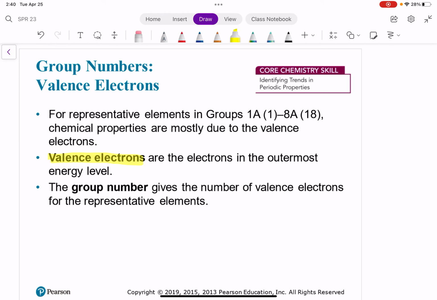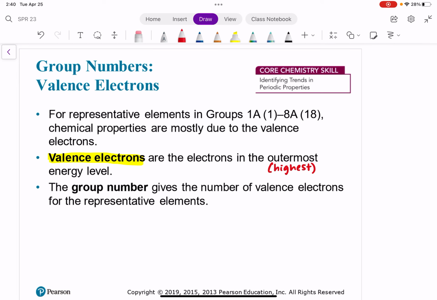So valence electrons are the electrons that are in the outermost or highest energy level. So remember when we looked at silicon, we said that it had 4 electrons in its highest energy level, which is in period 3, so that's going to be 3. So we could call those valence electrons. We could also say silicon has 4 valence electrons.